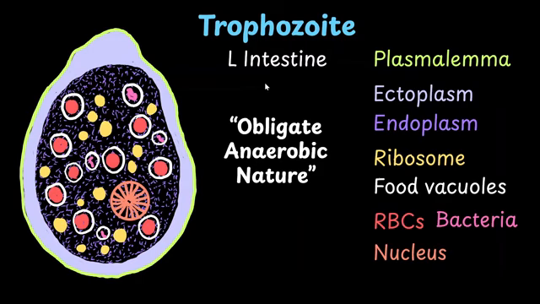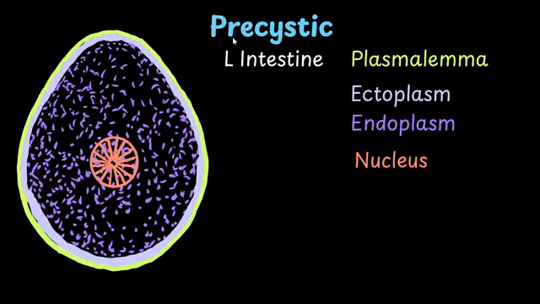Trophozoite is an active, motile, as well as pathogenic state, and it uses a blunt pseudopodium called the lobopodium to move. The presence of food vacuole with RBC and bacteria, as well as the cartwheel-shaped nucleus, are the characteristic features of this stage. The next stage is the precystic stage, which is found in the lumen of the large intestine. It is a non-feeding, non-pathogenic, as well as a non-motile form.